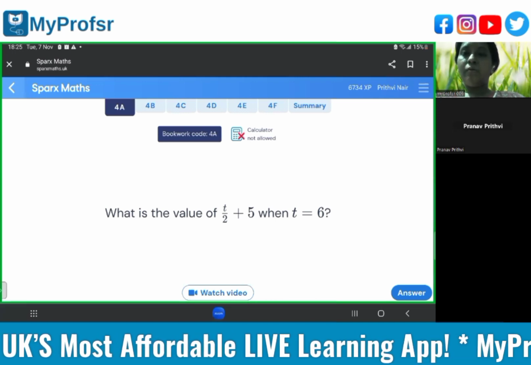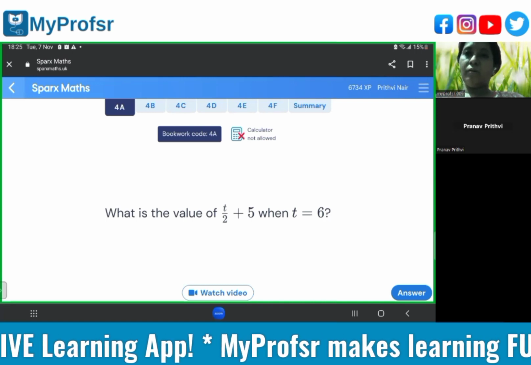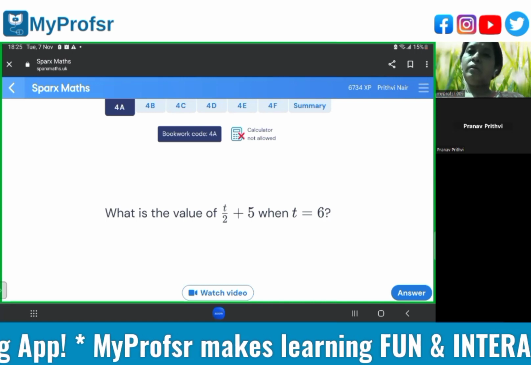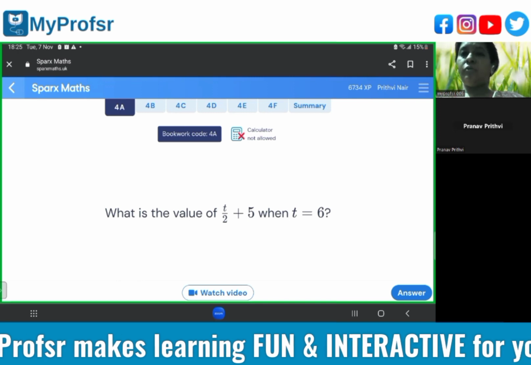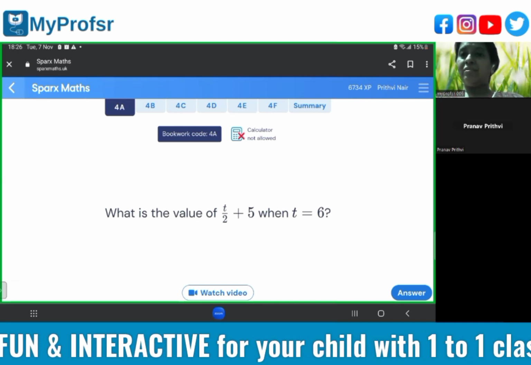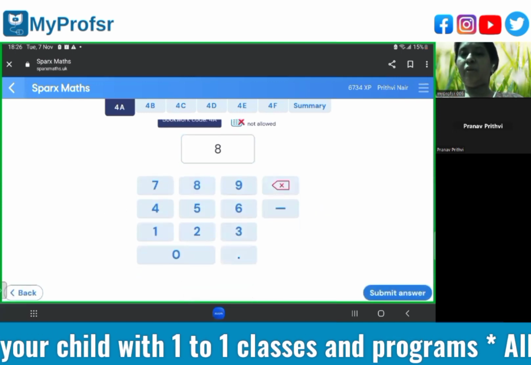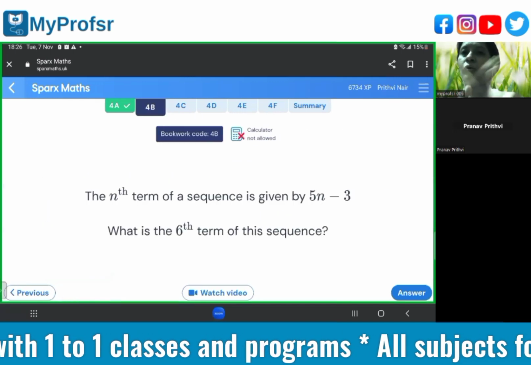What is the value of t over 2 plus 5 when t equals 6? First, you will divide 6 by 2. Yes, miss. 6 divided by 2 equals 3. 3 plus 5 is 8. Very good. Excellent.